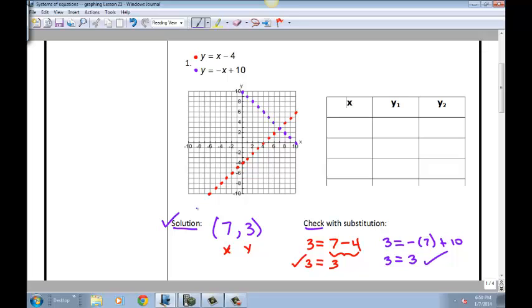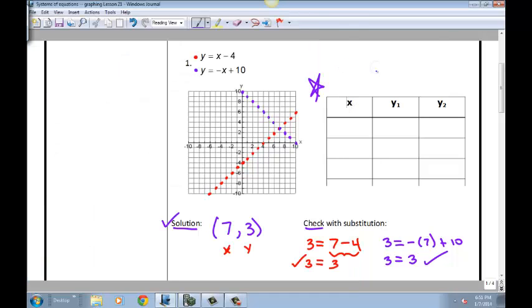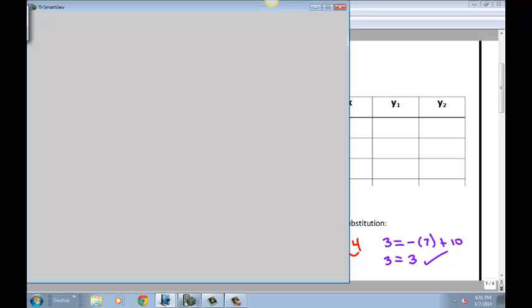Another way you can check your work is by using your calculator. That's what this table up here is all about. If we go to our calculator and plug in those equations, then we can go to the table and see if that point exists, if that's the point where they're both the same. So bear with me while I put this in my calculator. If you have your calculator, I would recommend doing this along with me. So on my calculator, I'm going to go to y equals and type in the first equation, x minus 4. And then down for my second equation, negative x plus 10.